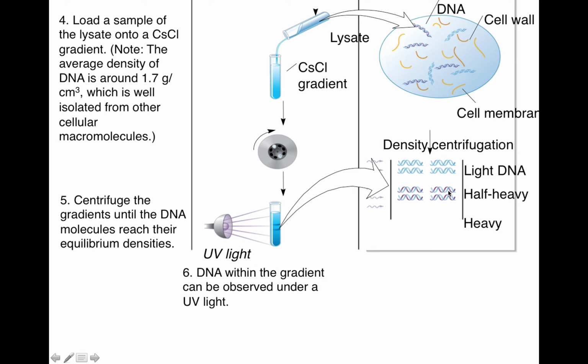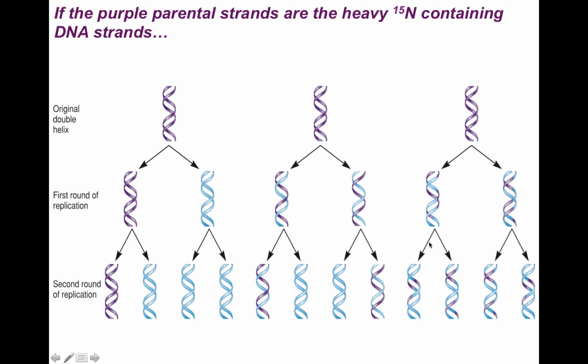What they observed, Meselson and Stahl observed, was this pattern of light DNA and half-heavy DNA after 2 rounds of DNA replication. This is the result shown here after 2 generations. Let's review what the model said. Now, if the purple strands are the heavy N15 containing DNA strands, the conservative model would state that after the first round of DNA replication, you would see a heavy molecule and a light molecule.